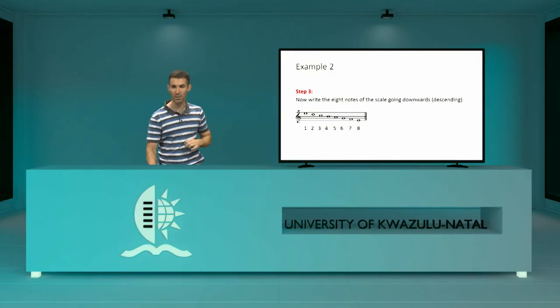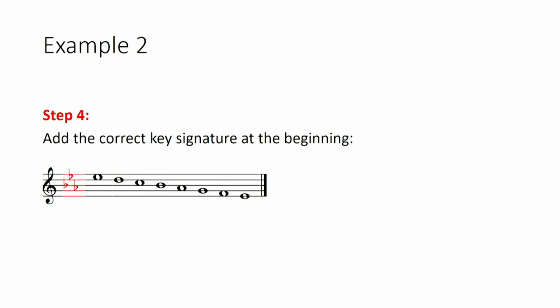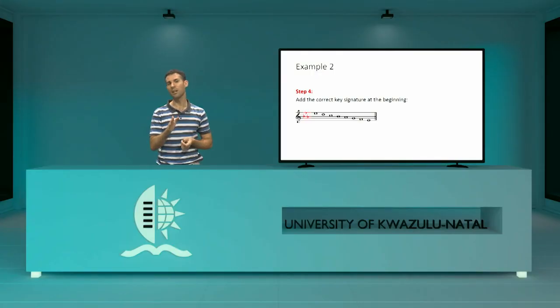Now we have to add the correct key signature, and the key signature is in this order: B flat, E flat, A flat. And you'll see that I've put that up on the slide now. B flat, E flat, A flat. In this case, because you've written the key signature, you don't need to write the flats in front of the exact notes because the key signature covers all of those notes.